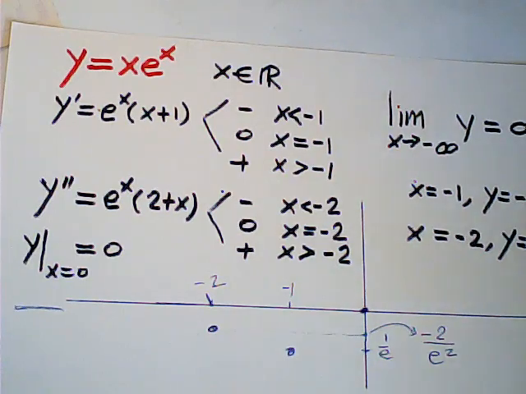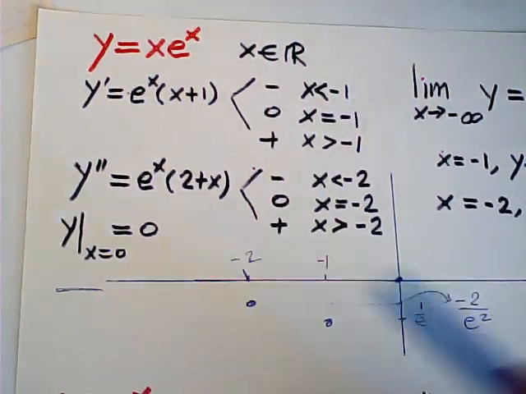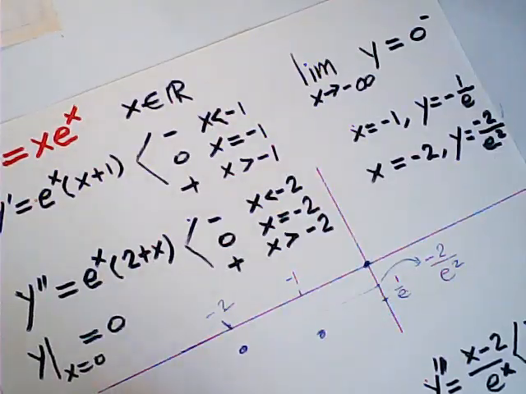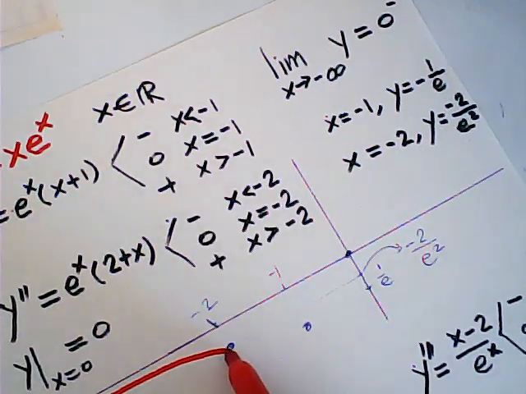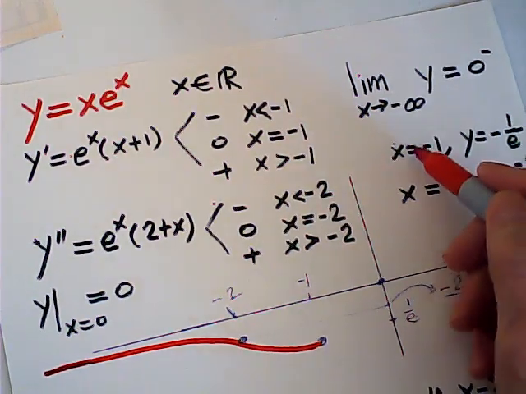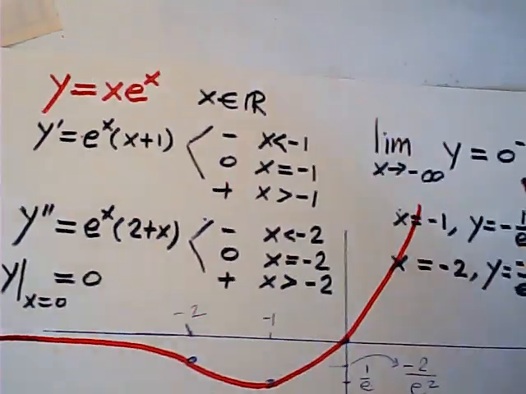And what else? Yes, I think everything is okay. So the curve looked like this, then this, then this, right?